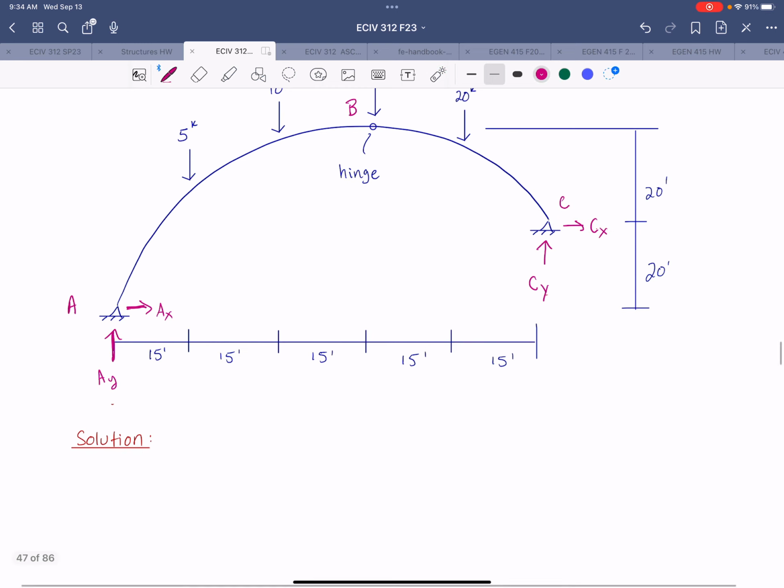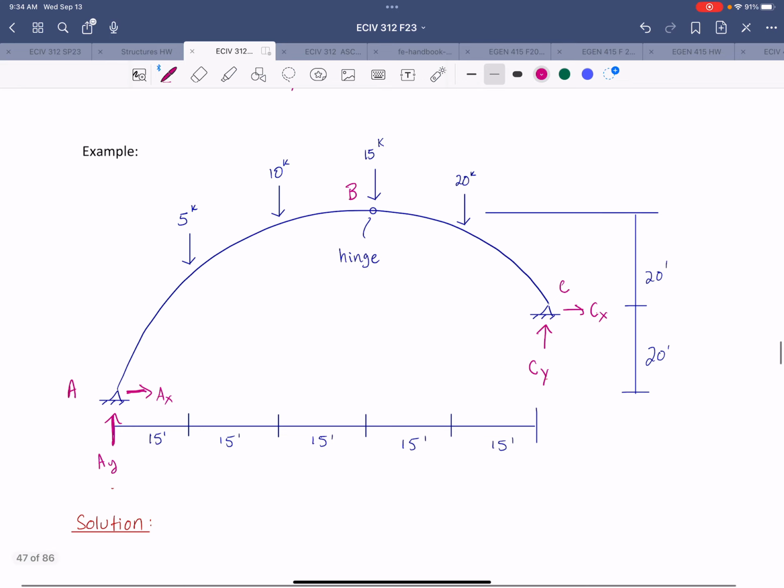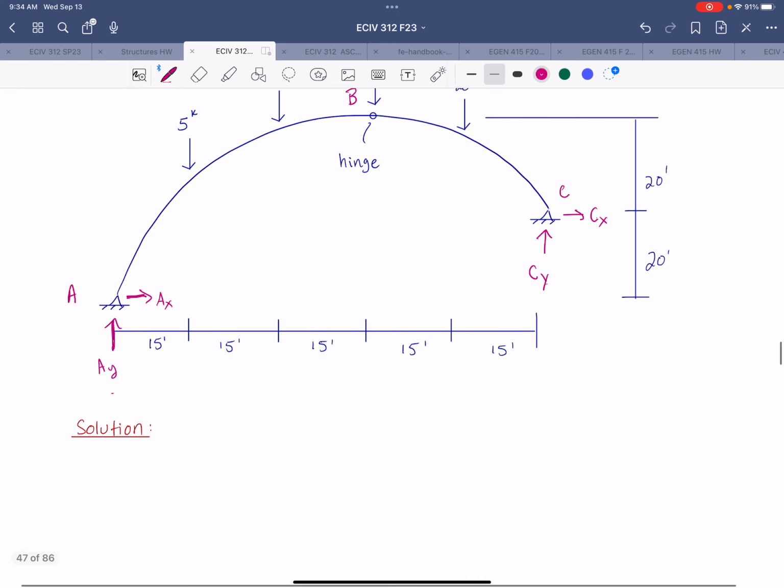So we'll start with the entire structure. And we're not going to be able to solve for anything directly yet because we have too many unknowns on the entire structure. But we're just going to set up the equations because we'll use them eventually.